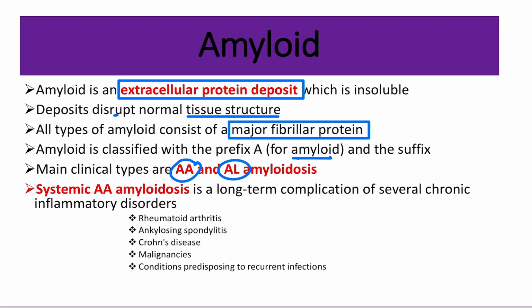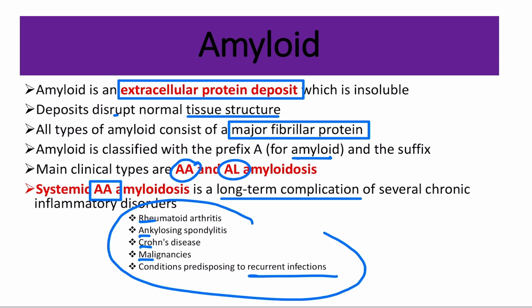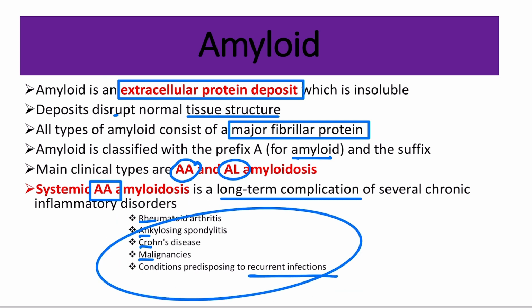Systemic AA amyloidosis is found in the following pathological conditions, and it is a long-term complication of several chronic inflammatory diseases, such as rheumatoid arthritis, ankylosing spondylitis, Crohn's disease, malignancy, and conditions predisposing to recurrent infection. That means in case of chronic infection, there is a risk of development of AA amyloidosis.